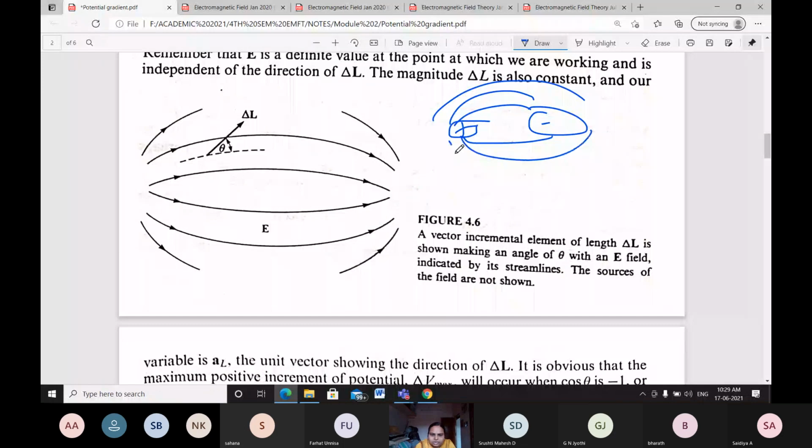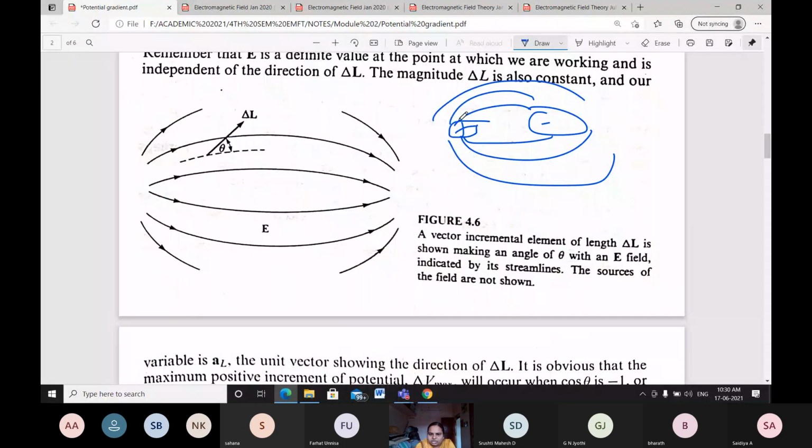Source, it is the same equation, but you are telling that it is of point charges only. In this diagram, a vector incremental element of length delta L is shown making an angle theta with an electric field, that is the E field, indicated by its streamlines. Observe these streamlines. The sources of the fields are not shown here. What is the source?